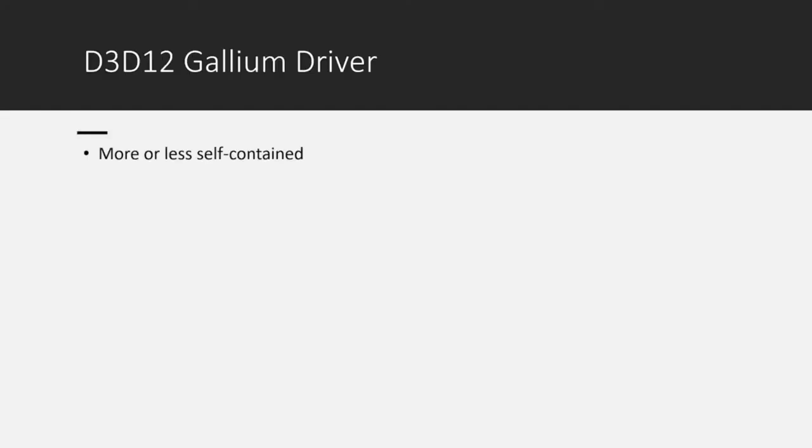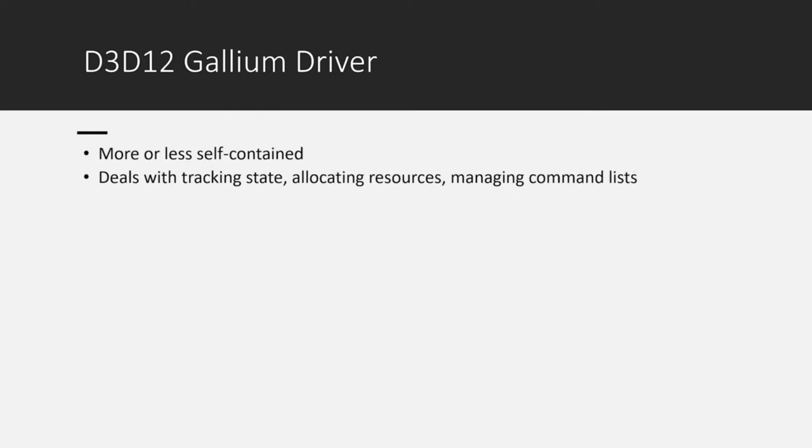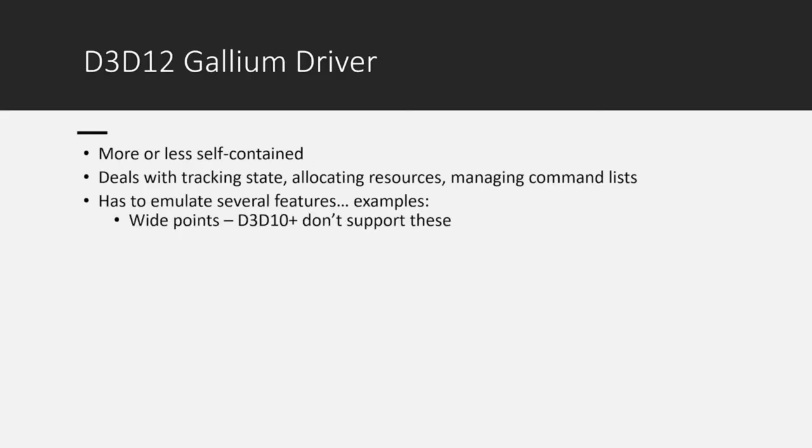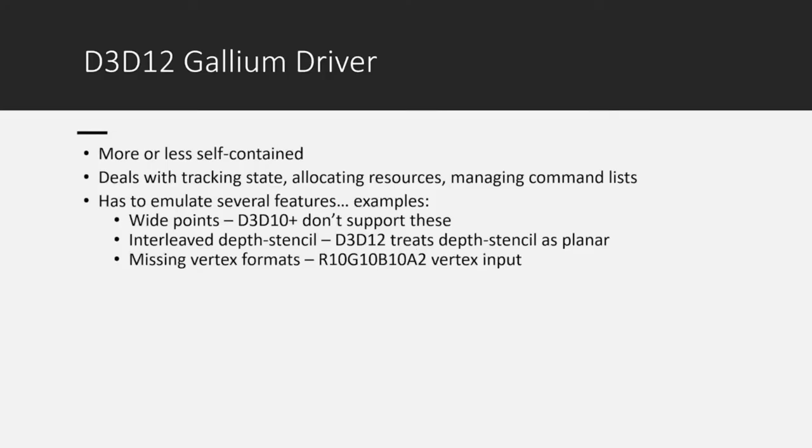The D3D12 Gallium driver is more or less self-contained. It deals with tracking state, allocating resources, managing command lists, all that kind of stuff. It has a lot of features that it needs to emulate, things that OpenGL requires that D3D doesn't necessarily implement. For example, wide points is something that has been deprecated since D3D10. The concept of an interleaved depth stencil buffer doesn't exist in D3D12. Instead, D3D treats depth stencil as planar, where depth and stencil are completely separate. We were missing some vertex formats that OpenGL requires. For example, this RGB 10.10.10.2 format.